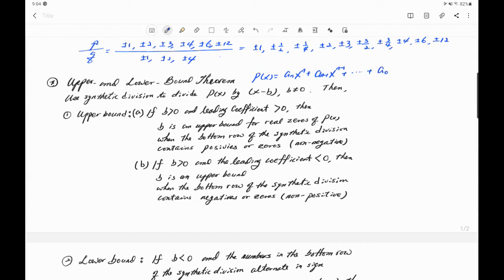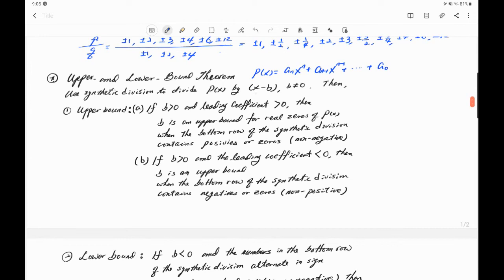In this case, let's divide this polynomial by x minus b. We don't know what b is. b will be the upper bound or lower bound depending on the conditions here. So let's start with b equals 1, 2, 3, and so on. And then b as a negative number: negative 1, negative 2, negative 3, and so on. So we're going to divide the polynomial by positive integers and negative integers. Once we divide the polynomial by x minus b, we know how to use synthetic division, right?